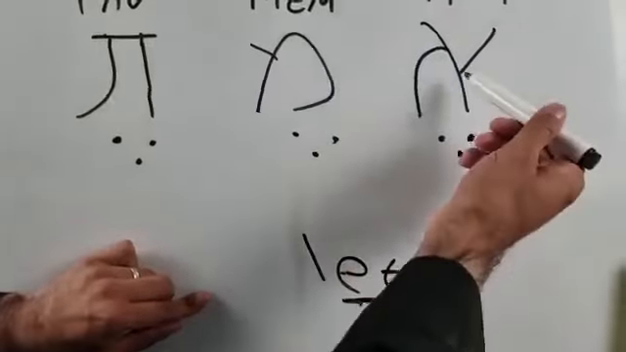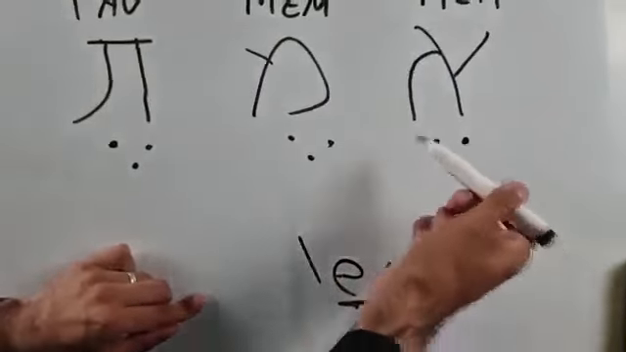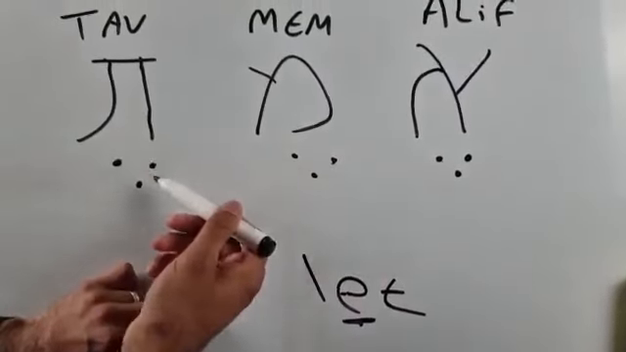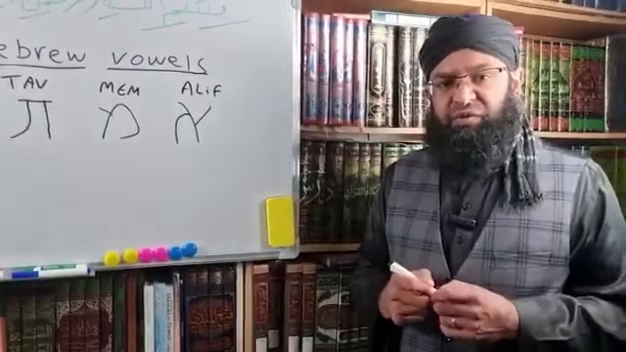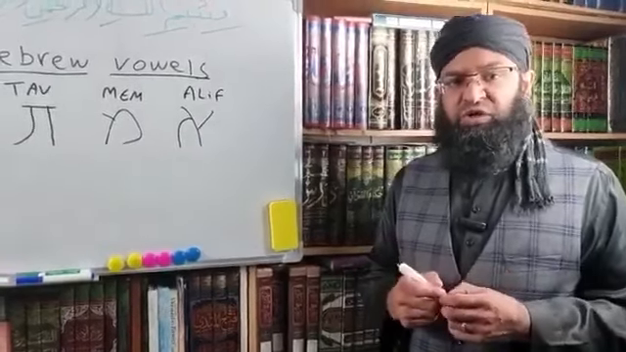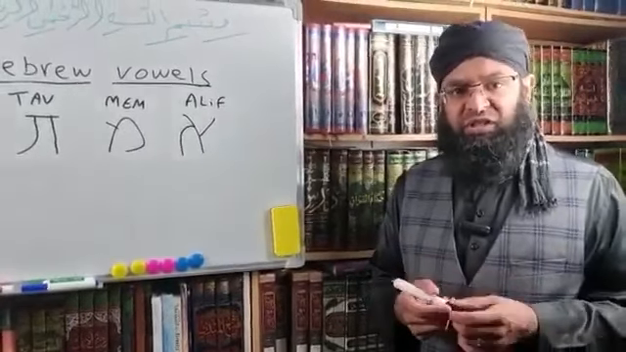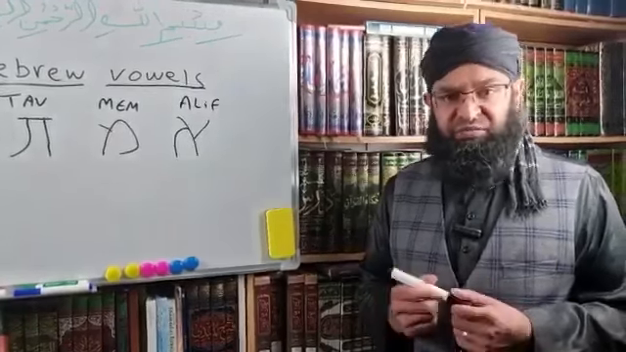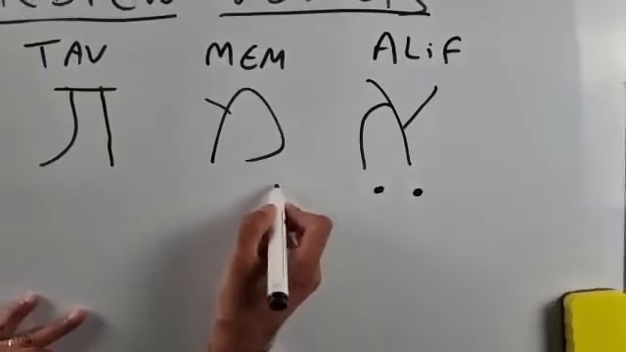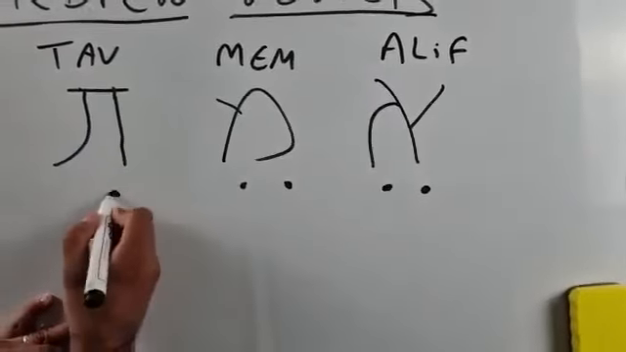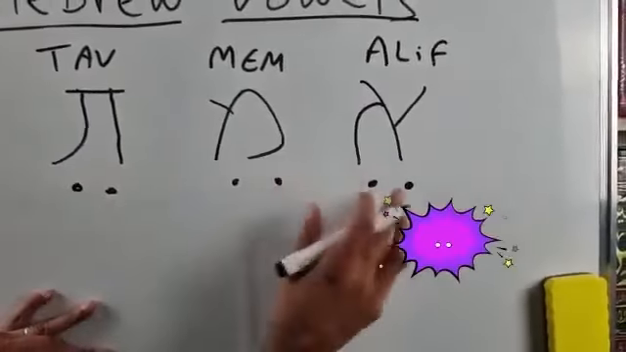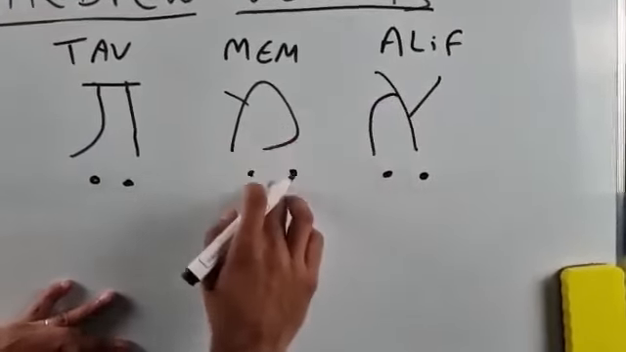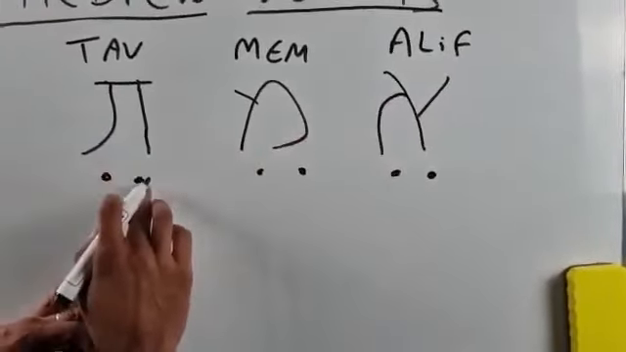So you would say Alif, Segol, Eh; Mem, Segol, Me; Tav, Segol, Te. So that's how we pronounce Hebrew letters with the Segol Nikud, the Segol diacritic. Now let's look at how we pronounce the Hebrew letters with the Zeri. So again, we start from right to left, and the Zeri is just two dots underneath the letter. Alif, Zeri, Eh; Mem, Zeri, Me; Tav, Zeri, Te.